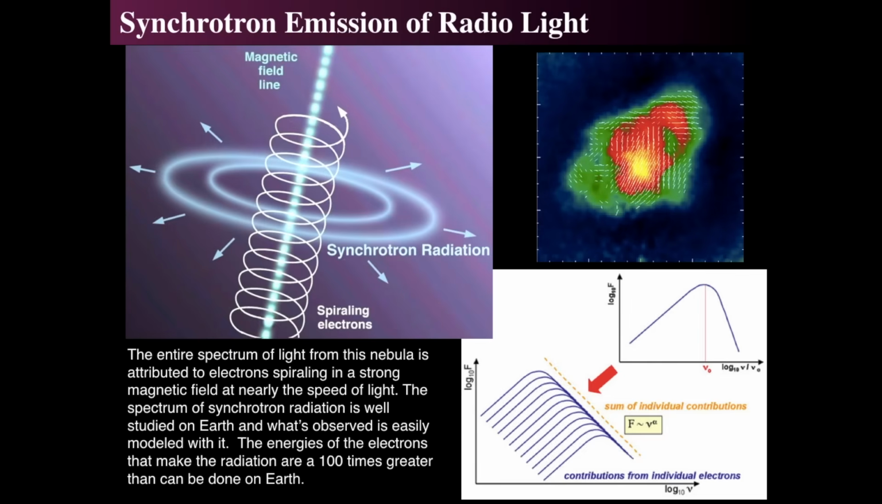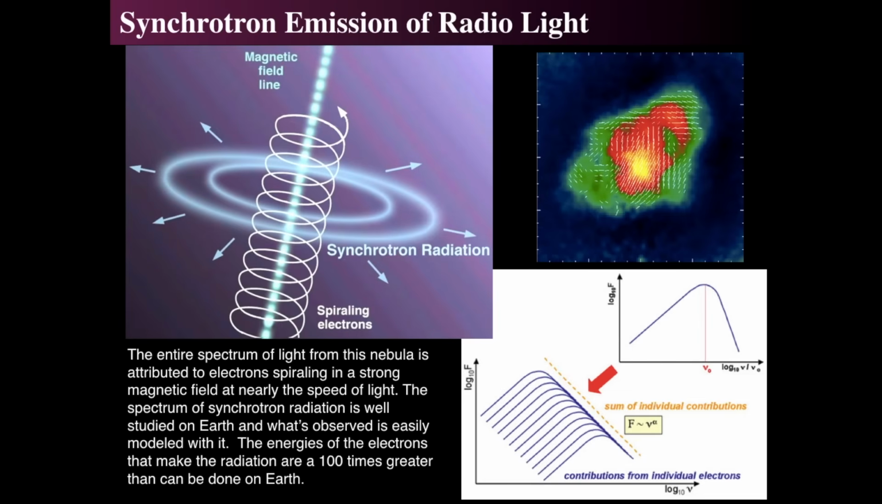Well, the explanation for all of the light that's coming from the Crab Nebula comes from synchrotron emission. So what is synchrotron emission? Well, if you take a very strong magnetic field and you accelerate electrons somehow up to nearly the speed of light, they will spiral around the magnetic field lines and travel along these helical paths at nearly the speed of light and spin and spin and spin.